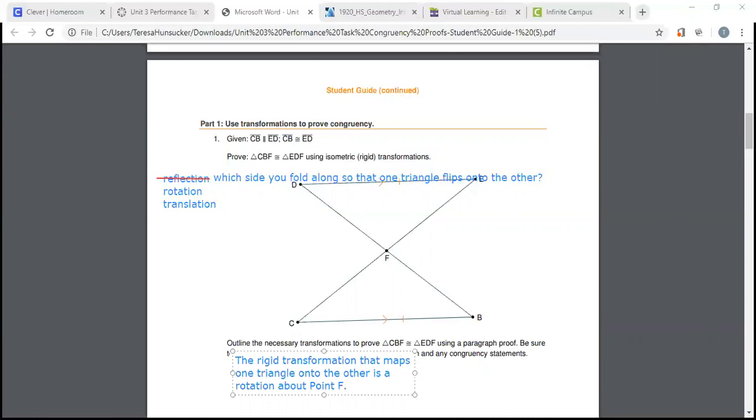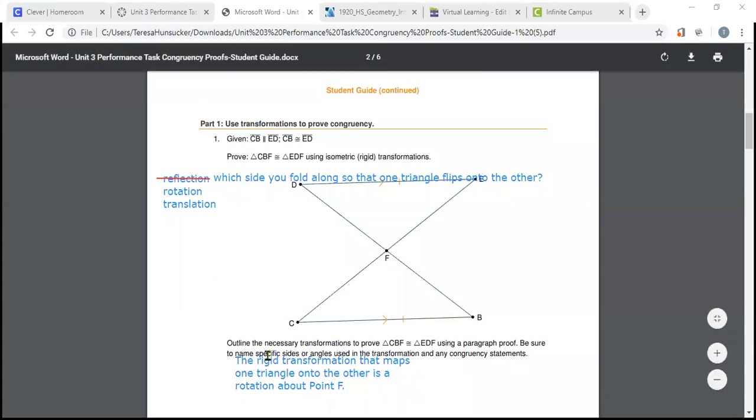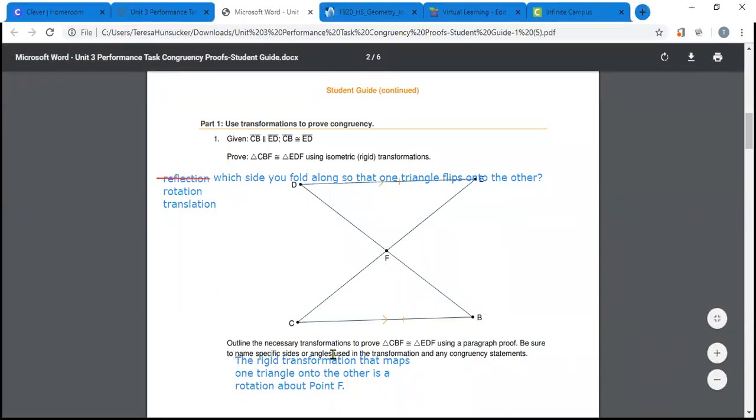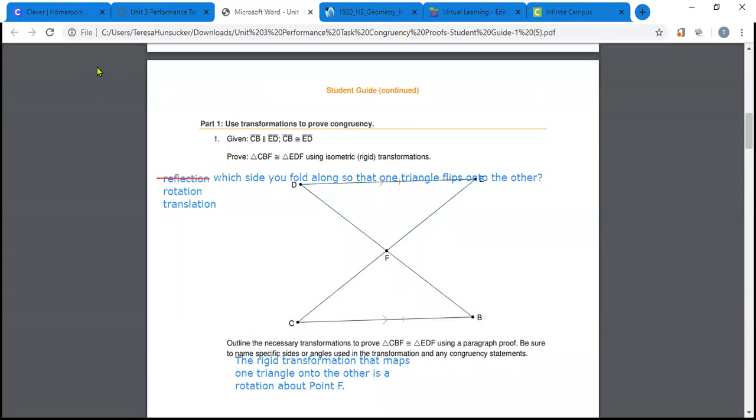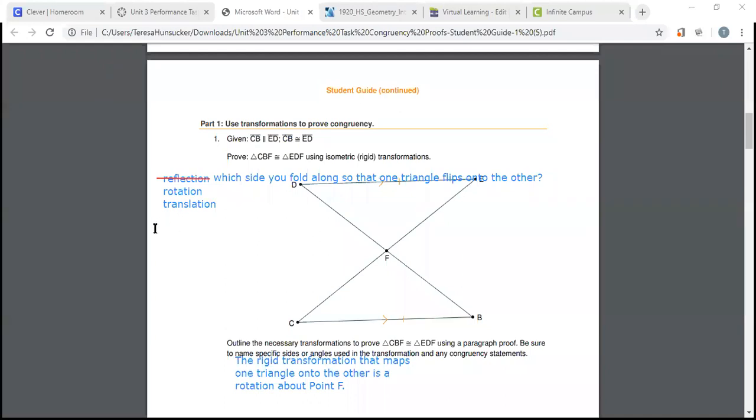All right. But that's not all you have to do. It's really important that we read the question, what's being asked. It says, if we read it closely, outline the necessary transformations, and we did that. Using a paragraph proof, be sure to name specific sides or angles used in the transformation in any congruency statements. So how do we prove triangles congruent, right?